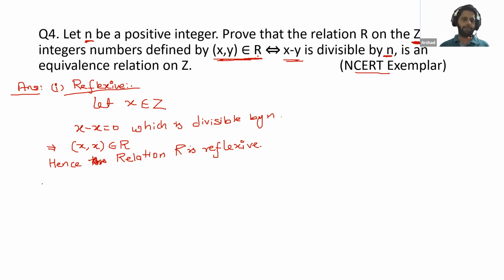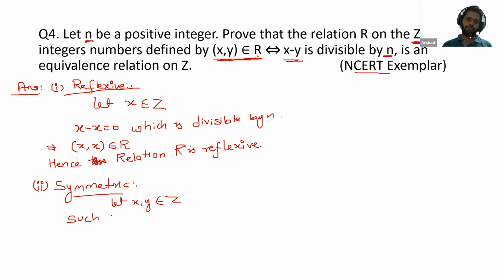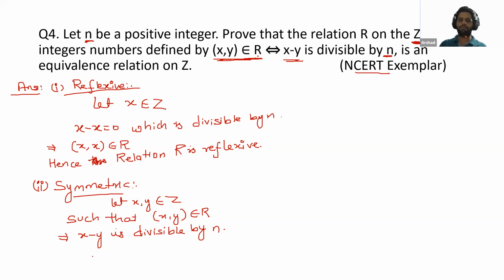I guess you have completed the symmetric. Please check here for the symmetric part. For symmetric, we need two values. So we assume let (x, y) belong to Z such that (x, y) belongs to R. If this ordered pair (x, y) belongs to R, then this means x minus y is divisible by n.